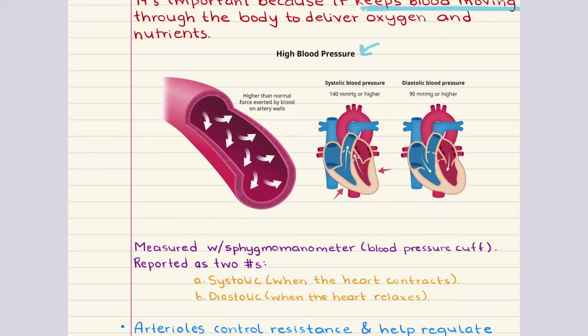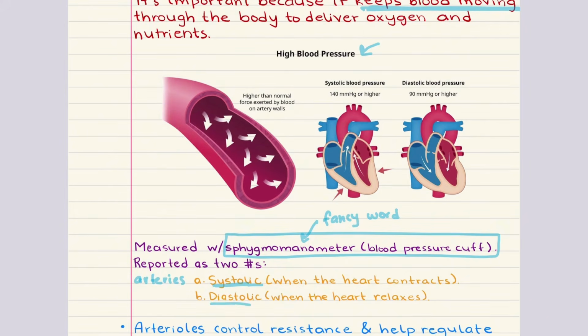We measure blood pressure using a device that's commonly known as a blood pressure cuff. And blood pressure is going to be reported as two numbers. The first number is the systolic pressure, and this is the pressure in the arteries when the heart contracts. The second number is the diastolic pressure, and that is the pressure of when the heart relaxes between beats. So for example, a blood pressure of 120 over 80 means 120 millimeters of mercury during systole and 80 during diastole. Blood pressure is very tightly regulated by the body.